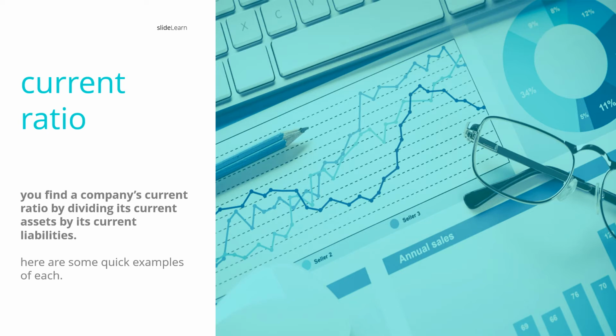Number 1, current assets: accounts such as cash, accounts receivable, merchandise inventory, and short-term investments. Number 2, current liabilities: accounts payable, and all other debt that is due within 12 months of the balance sheet date, such as accrued payroll, which is wages employees have earned but not yet been paid.